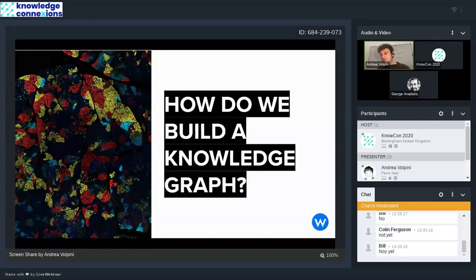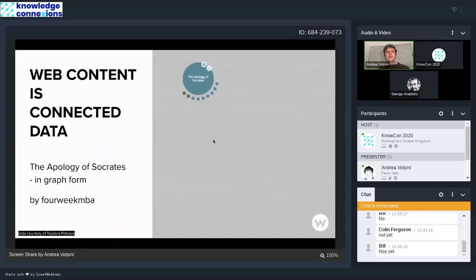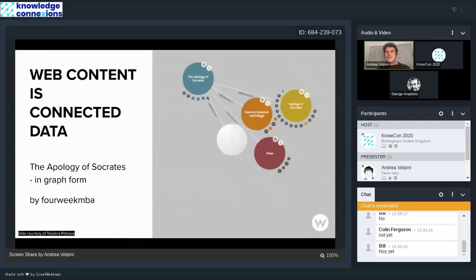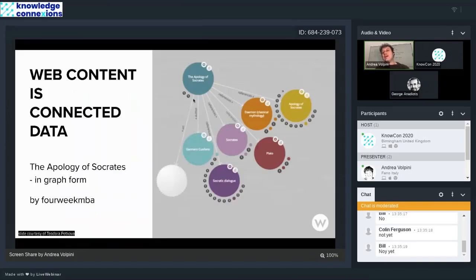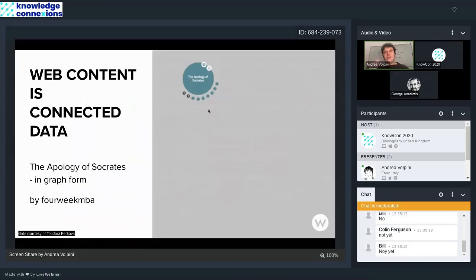But in this specific context, we start from your website. We start from web content, and here I've taken inspiration from a slide by Teodora Petkova, and she took inspiration from our website, the WordLift.io website, and here we see that the web content that we published becomes linked data.